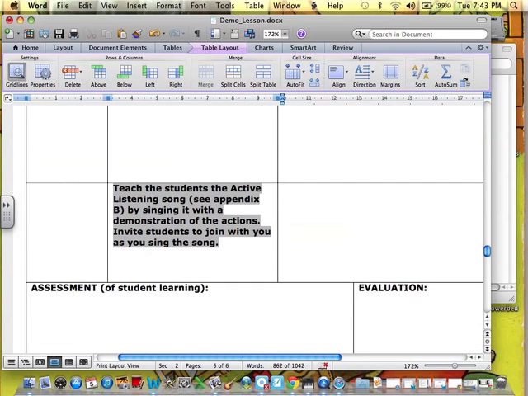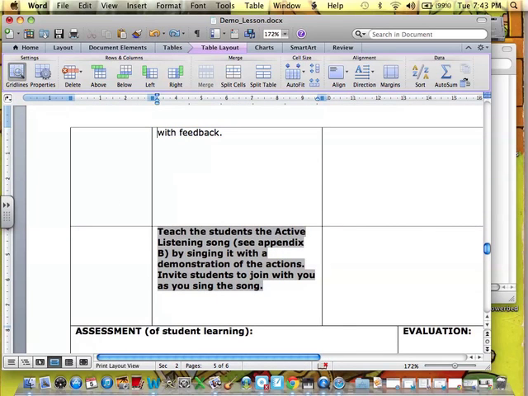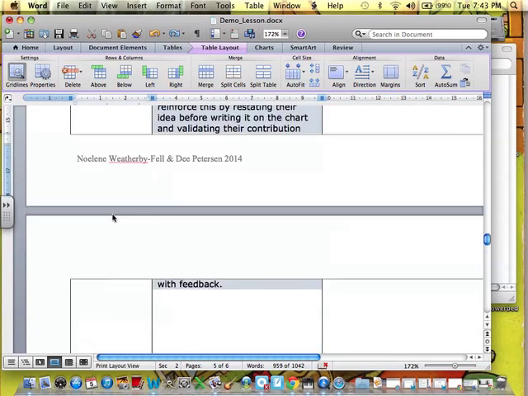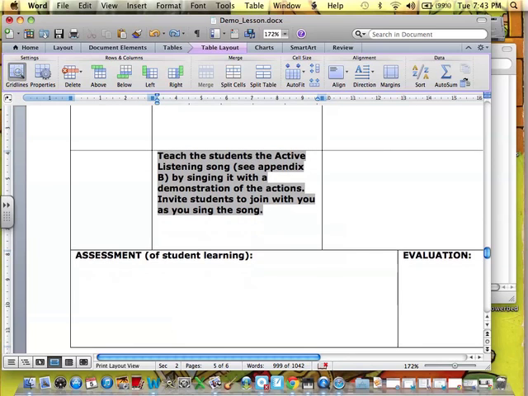Now, to wrap up, my very final activity that I'm going to have, I want to merge those cells there, and it's not wanting to. I want to put that because this is part of my closure. And I've highlighted this because this would be what I would have demonstrated if I had to demonstrate something in the tutorial, which is to teach the students the active listening song. And I could add that as Appendix B. I haven't, but I could do it if I was really doing this assignment. And I do teach it to the students by singing it with a demonstration of the actions, and invite the students to join with me as I sing the song.